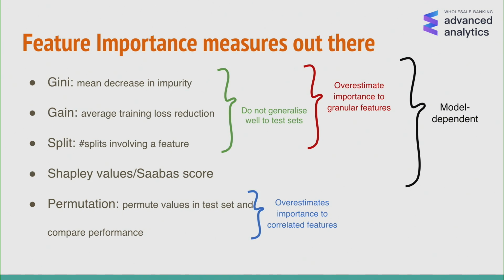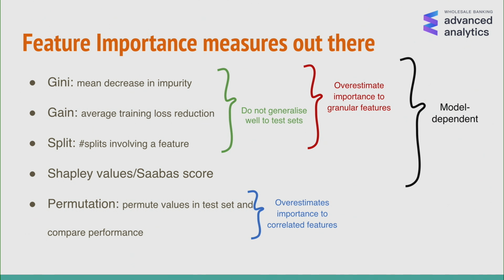So what else is out there? The first 3 feature importances here are specific for tree models: the Gini impurity, the gain, and the split. And those have this problem that I just mentioned. They don't generalize well to test sets. If you have seasonal features, they might be given falsely high importance. Also, these 3 importances tend to overestimate the importance of very granular features.